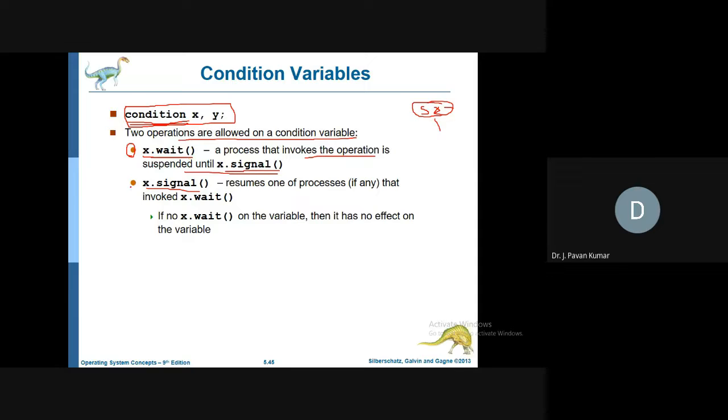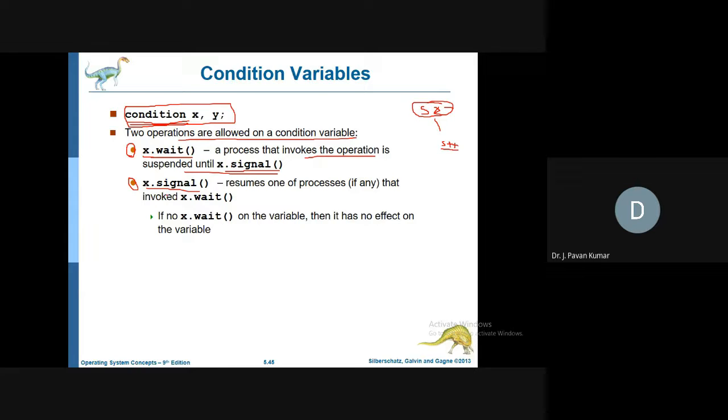Another main difference here is the signal operation. In general, how is the signal operation executed in a semaphore? It will increment the semaphore value. Just it will increment the semaphore value. This is the functionality of the signal operation in a semaphore.